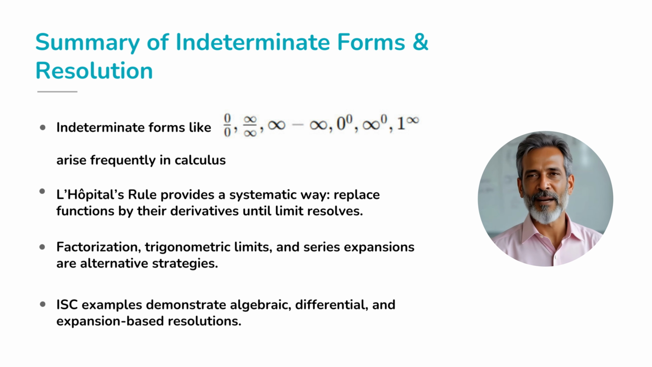So, what have we learned today? Indeterminate forms appear in many limit problems, especially the form 0 over 0. Others include infinity over infinity, infinity minus infinity, 0 times infinity, 0 power 0, infinity power 0, and 1 power infinity. We saw that L'Hopital's rule is the main tool. Replace the messy ratio with a ratio of derivatives until the uncertainty disappears. Sometimes algebraic tricks like factorization or trigonometric expansions work faster. Through ISC examples, we solved algebraic, trigonometric, and exponential cases, and even saw how repeated differentiation may be necessary.